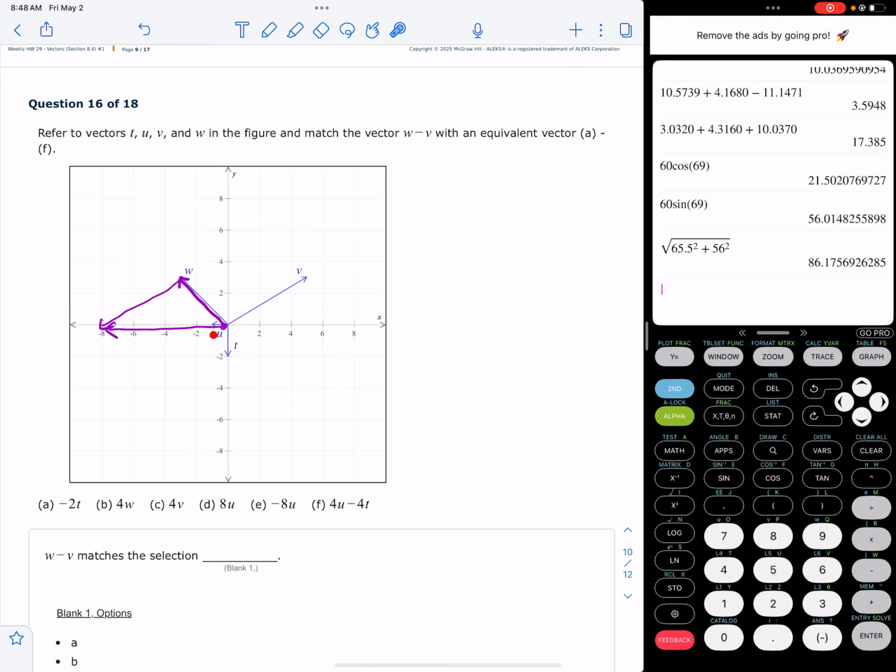U is only 1 unit long, though, and we need it to be 8 units long. So this vector is 8u. Since we're going in the same direction as the original vector, it's positive 8u. Even though it's traveling what appears to be in the negative direction on a normal coordinate plane, we're talking about the direction of the vectors. So u's vector travels in the negative direction, which is why we use the positive here, because it's exactly what it's supposed to be. It's not the opposite direction. So that'd be D.